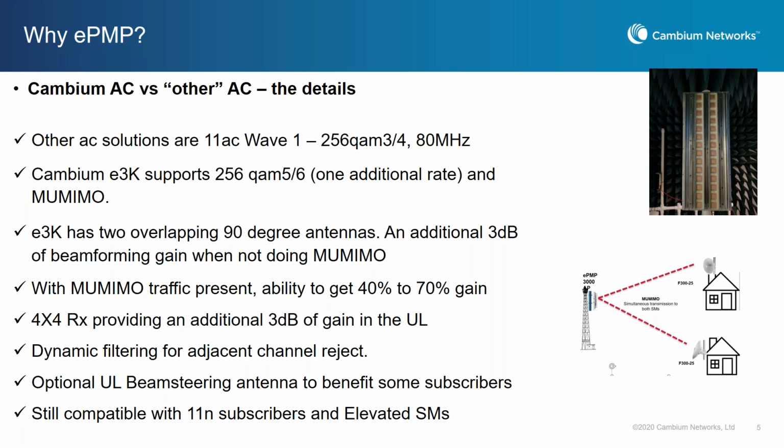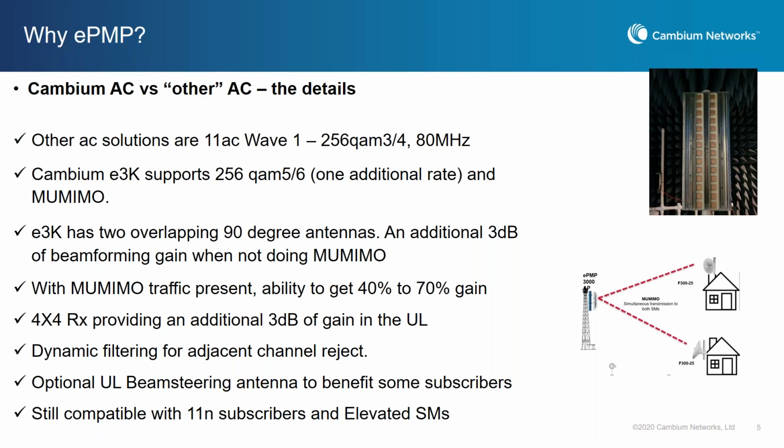In practical terms, it's a 40 to 70% gain, depending on where the SMs are located relative to each other and how much capacity they're requesting from the network. But in real world scenarios, we see a 40 to 70% gain with MU-MIMO. Even in the uplink direction, because of the 4x4 sector antenna, you get an additional gain as well. So you get some improved link budget and perhaps modulation increase in the uplink direction. And then with the filtering, we talked about that as well.